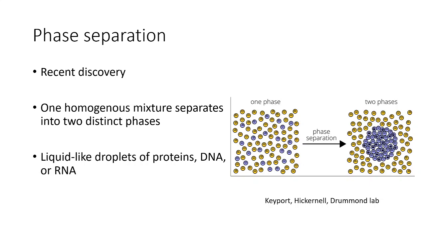Phase separation causes proteins, DNA or RNA, to form liquid-like droplets. And right here you can see a simple example of that. Here we have one phase, one homogeneous mixture, and then phase separation takes place, and now we have two phases.